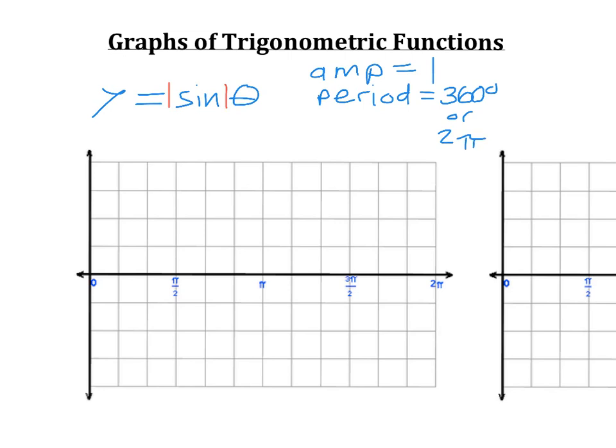That's already labeled on the x-axis. The amplitude is not labeled on the y-axis, so let's just call this point positive 1, and we'll go down the same distance. This is negative 1. For sine, if you think about the unit circle, sine at 0 is 0, so it starts here.